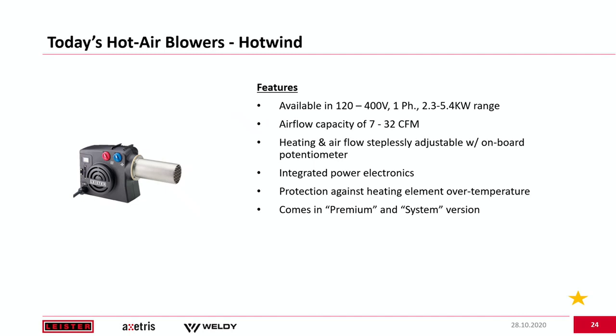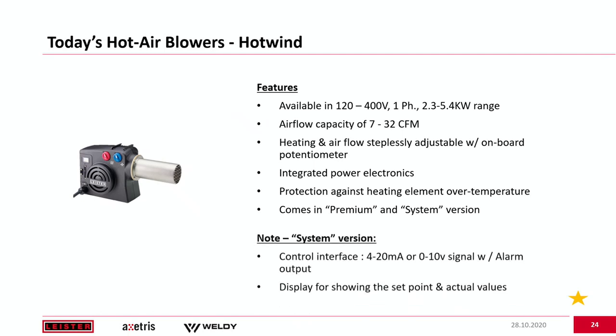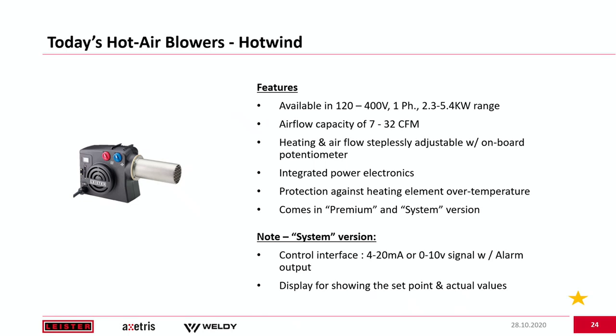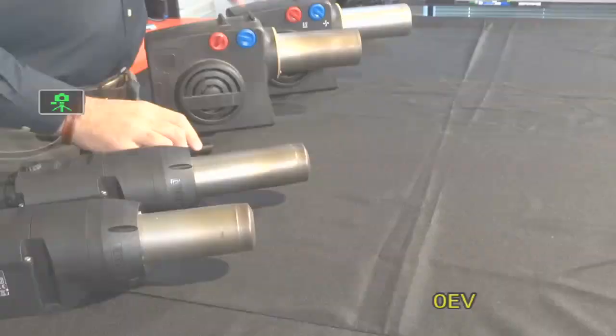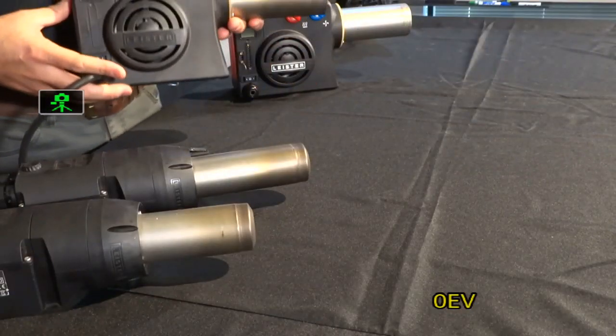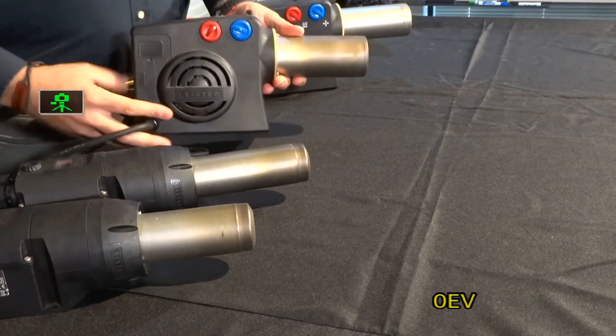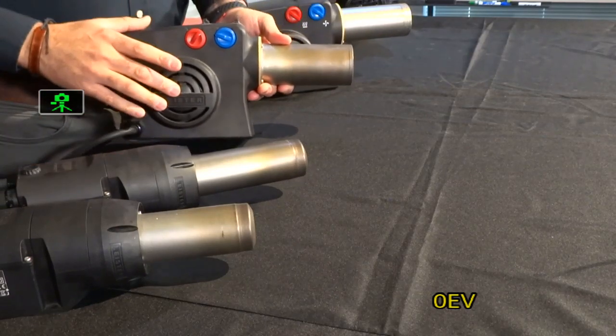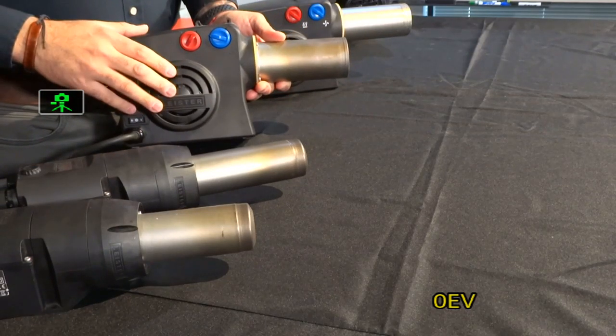With the system version, just like with the Mistral, you have the capability of accepting 4 to 20 milliamps or 0 to 10 volt signals with an alarm output contact, and also a display to show the set point values coming off of the tool. Now, with the Hot Wind Premium, you've got the capability out of the box to control both heat and airflow independently because you have 2 onboard potentiometers.